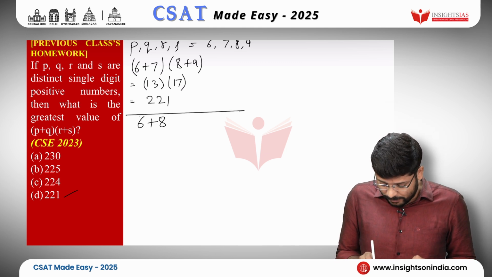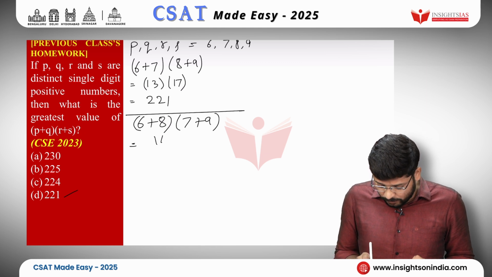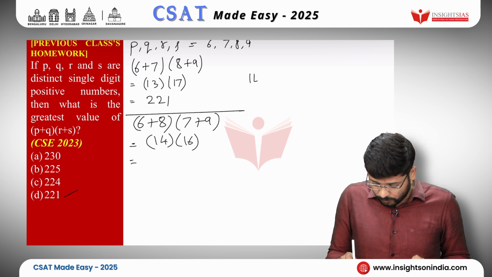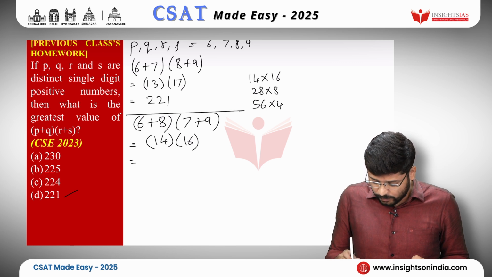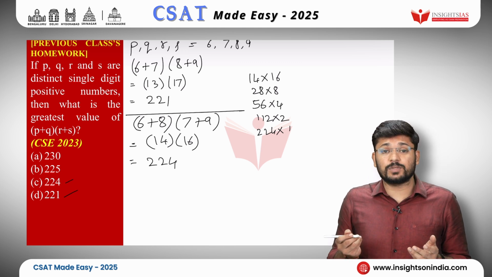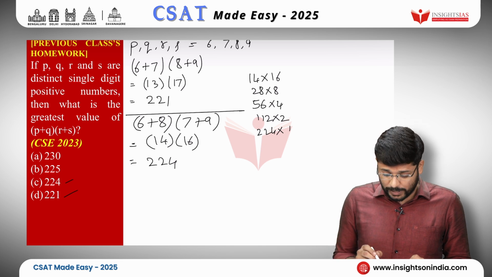We'll try 6 plus 8 into 7 plus 9. What will it be? This would be 14 into 16. What would 14 into 16 be? I think we need to do this. 14 into 16, that would be 28 into 8, 56 into 4, 112 into 2, and 224 into 1. So this would be 224. We have that option also. So which is greater than 221.